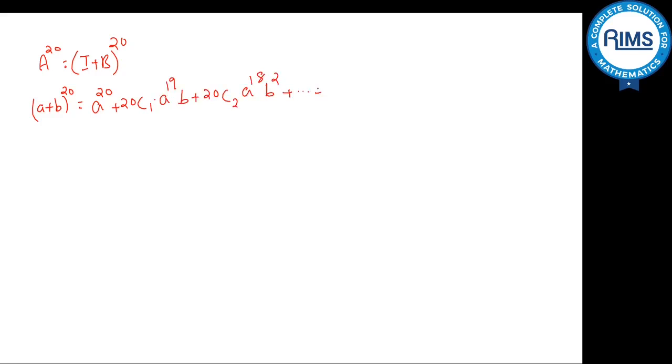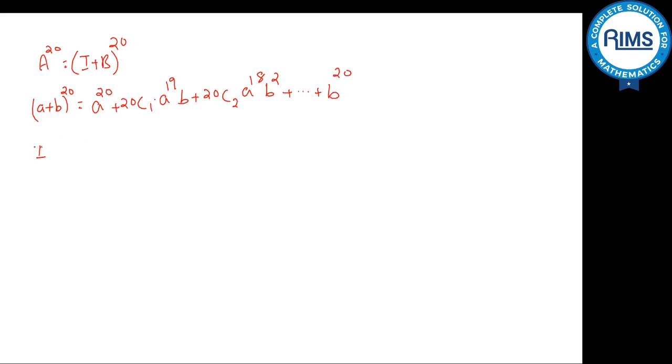A raised to 20 is nothing but (identity plus B) all raised to 20. And we know the binomial expansion: (a plus b) raised to 20 equals a raised to 20, plus 20C1 into a raised to 19 b, plus 20C2 into a raised to 18 into b square, plus etc., up to b raised to 20, right?